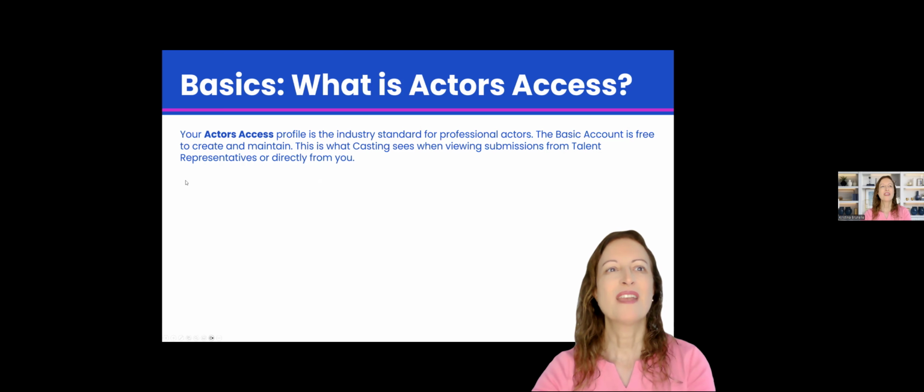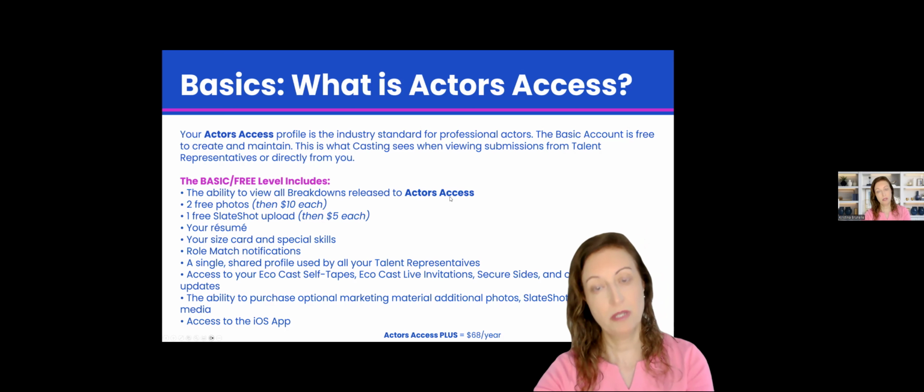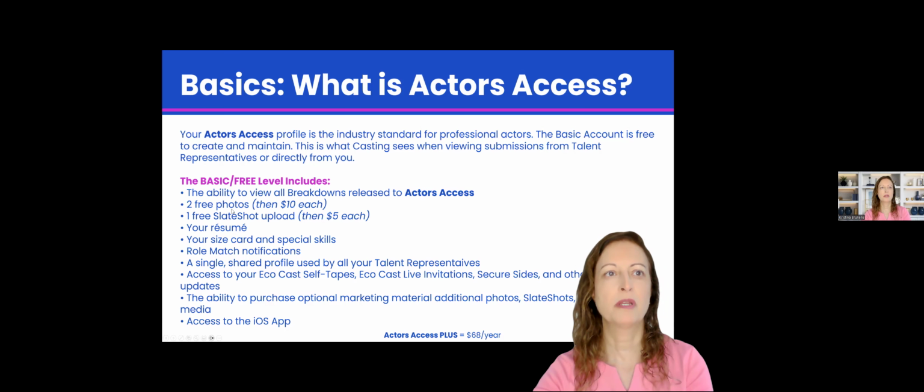So what is included in Actors Access? The basic free level that you don't need to pay anything at all to be on includes your ability to read any of the breakdowns that are released to the public, not the ones that are released just to agents, but to the public. You get 2 free photos, and then if you want to add more, they're going to cost you $10 each. You get 1 free slate shot, which I'll explain what that is in just a little bit. And then any more, you have to pay $5 each. You can put your child's resume, their size card, I'll explain what that is, and any special skills they have.